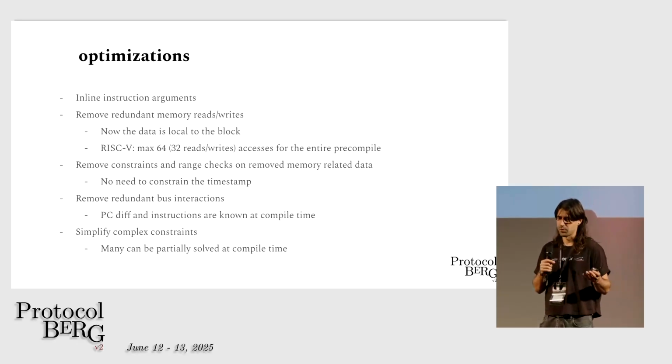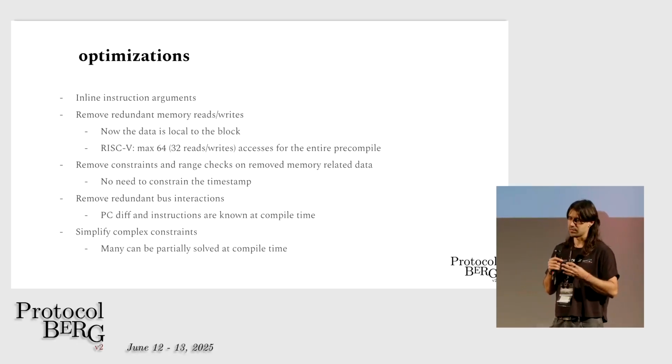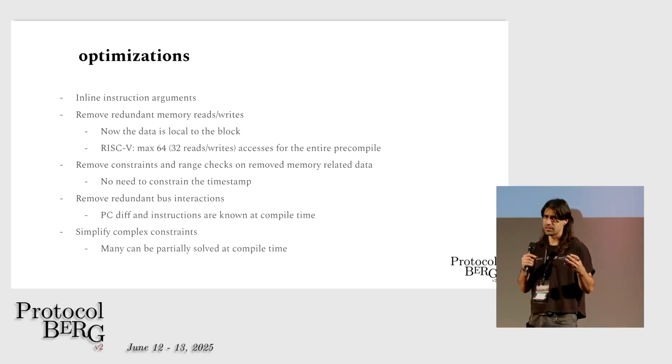What does it mean to optimize the whole thing? There are several things we do. The first thing is the instruction arguments are now constants. They can be inlined inside the constraints, and you can start propagating these values.